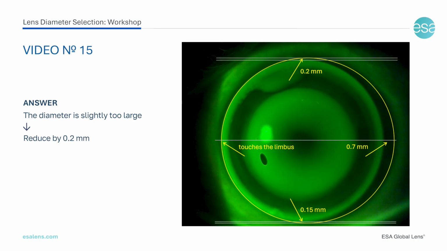Because the total horizontal gap is close to target, we have sufficient margin to reduce the lens diameter. By decreasing it by 0.2 mm, we increase the total horizontal clearance to a comfortable 0.9 mm, and most importantly, expand the vertical clearance to 0.55 mm.